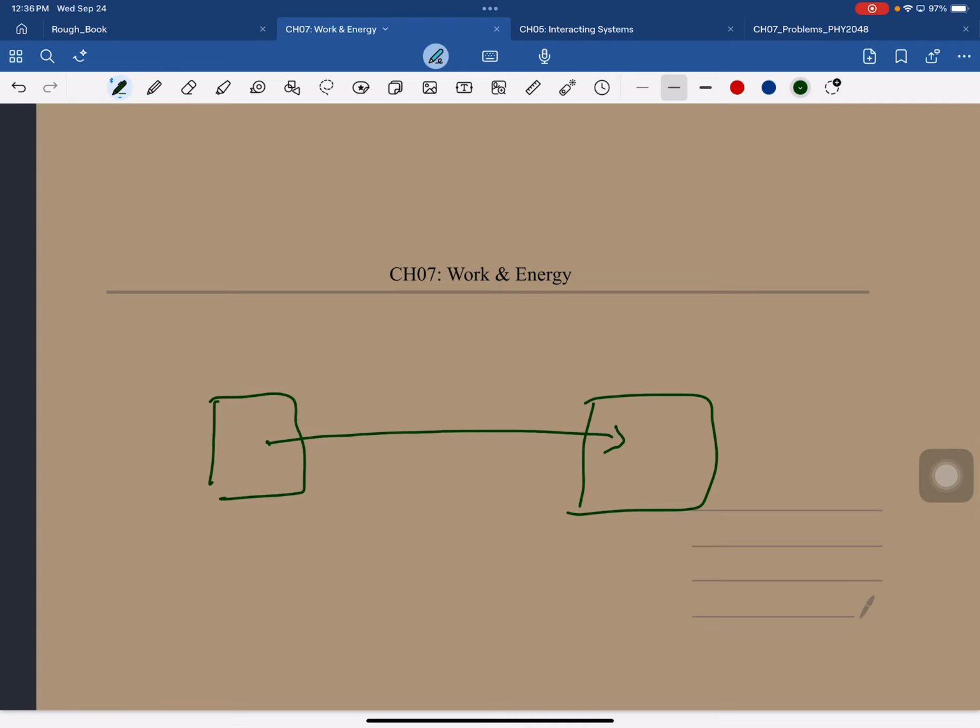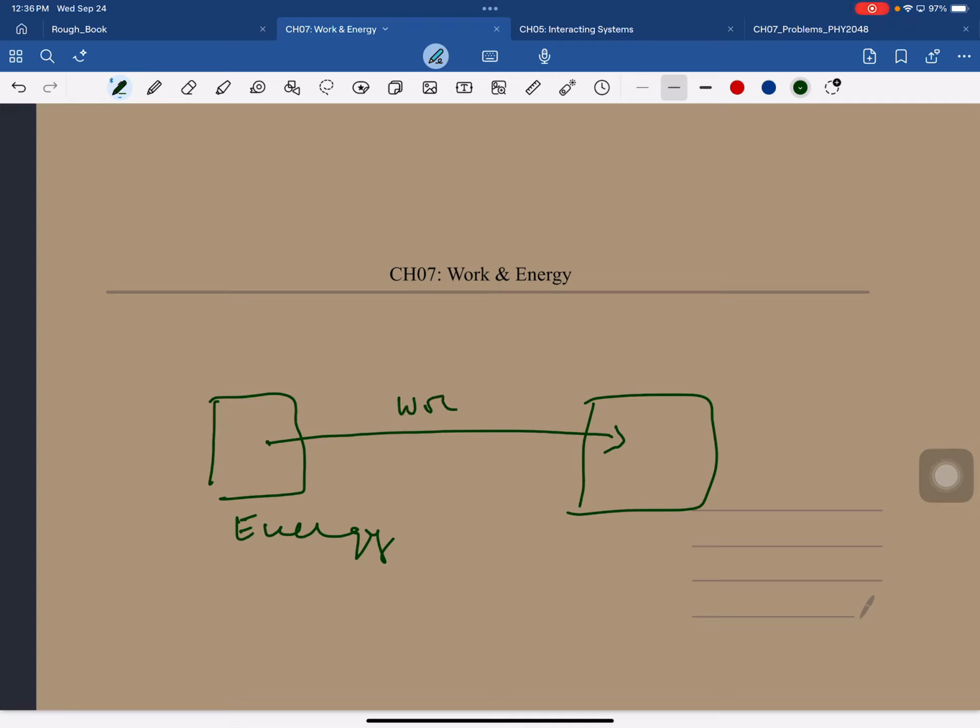So, for instance, when I lift this object up, what I've done is I've transferred some of the energy from me. I used up some of the energy that was in my body and transferred it to this object, converted it into potential energy. So I transferred energy from me to this object. I also transformed it from chemical energy to mechanical energy. So how do you transfer energy from one object to another?